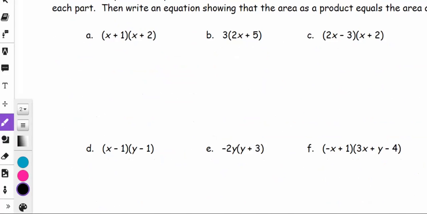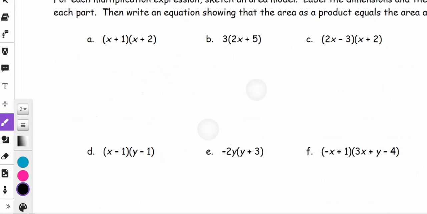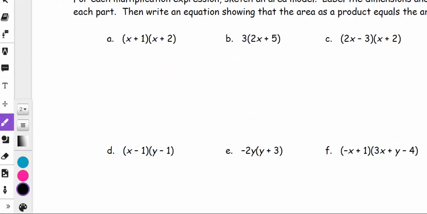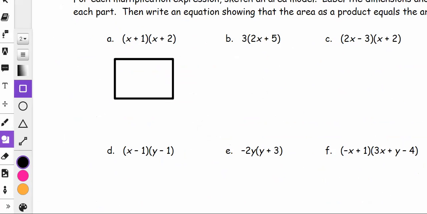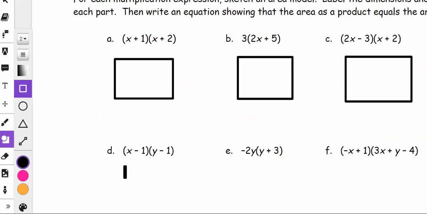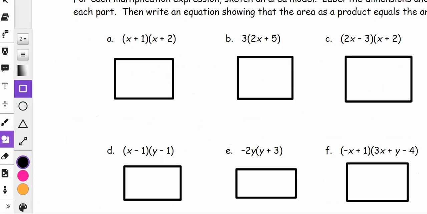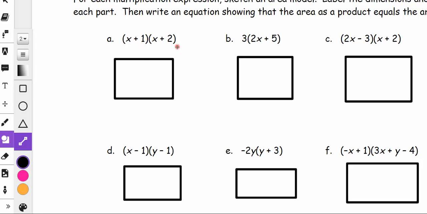So this next one, they want us to do the same thing, but we're going to have to draw it out. I'm just going to get a rectangle here so I can draw the rectangle nicely. Let me draw rectangles for each of these. Now, this first one I need to pay attention to. I've got 2 terms here and 2 terms here. So this is going to be a 2 by 2.